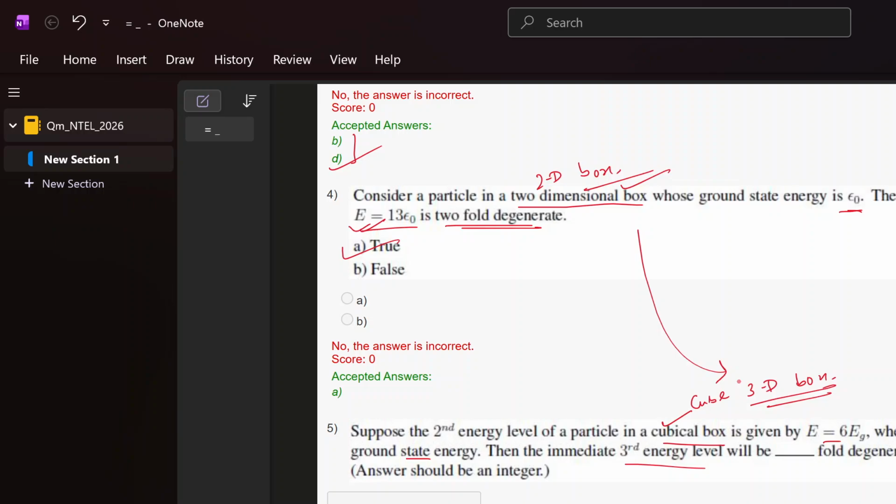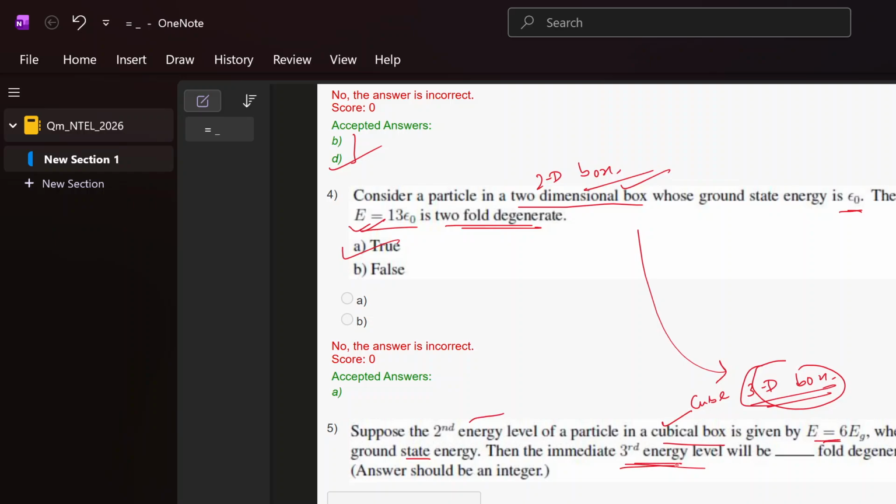So the logic remains the same, right? We have to find the energy eigenvalue combination and what combinations of n1, n2, and in this case there will also be an n3 because there are three dimensions here. So at what combination do we get the energy that is given. Ground state energy is given as Eg. Now the second energy level means the next excited state to the ground state, which is also given as E equal to 6 Eg.